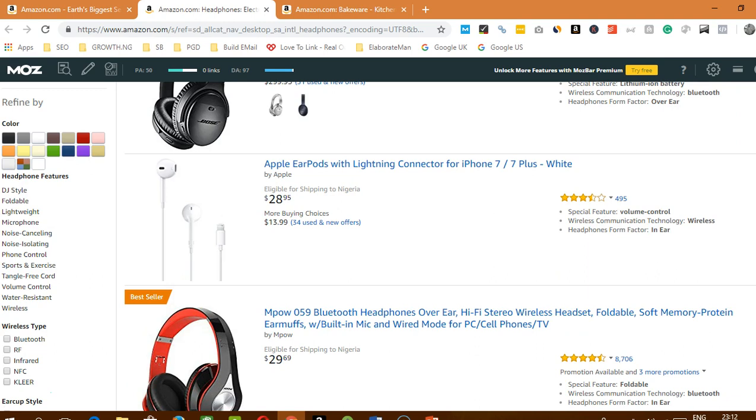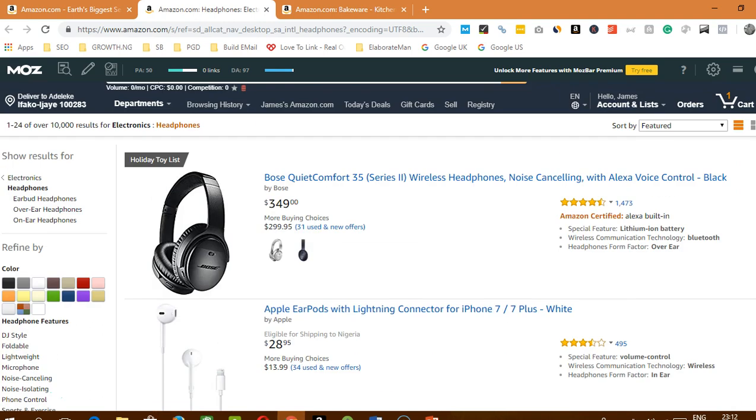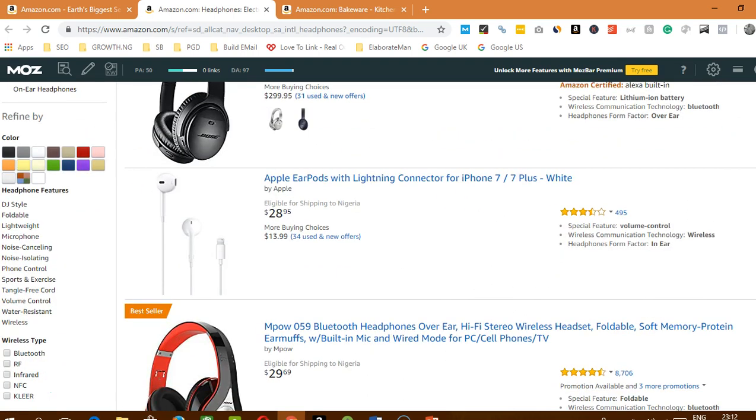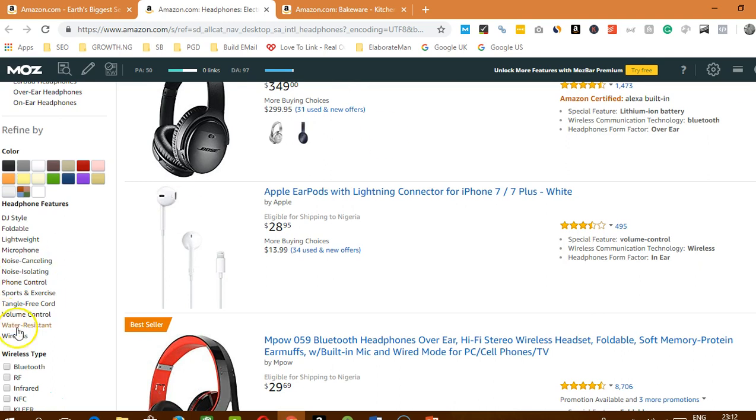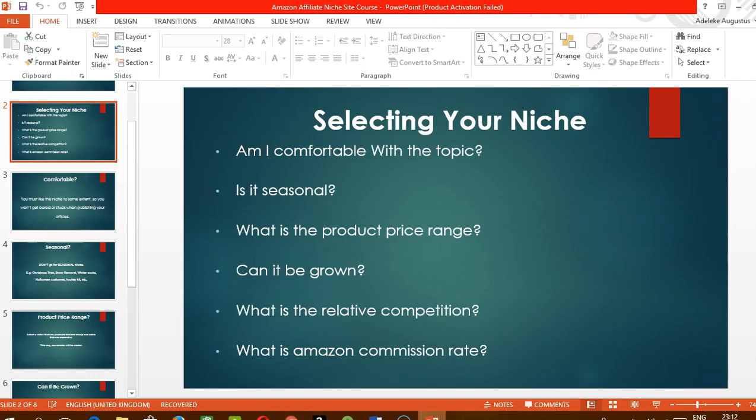If you start a site about headphones, you can move on much later. You can move on into other musical instruments. You can move on into wireless microphone, wireless earphone, other accessories for mobile phones and all of that. So you must select a niche that has the tendency of growing over time, not just a niche that would get stuck once you've been able to rank the particular keyword.